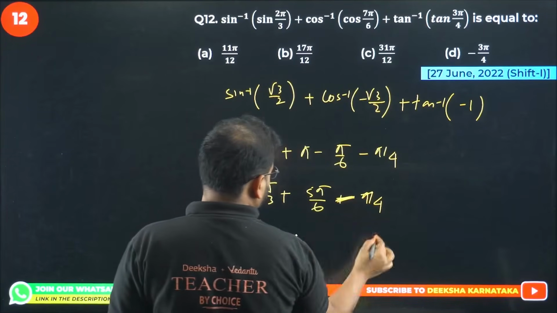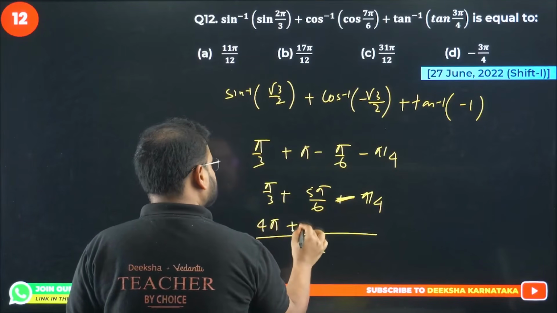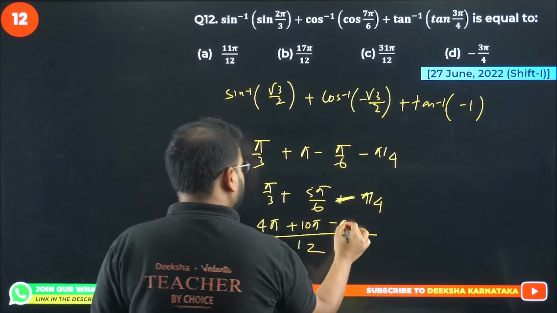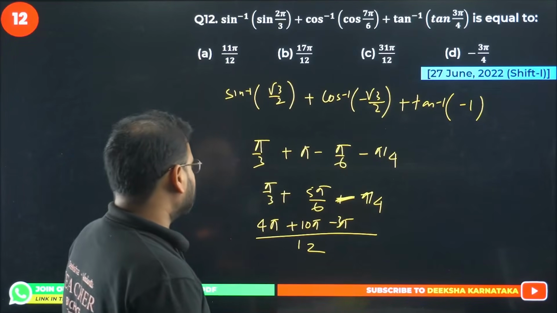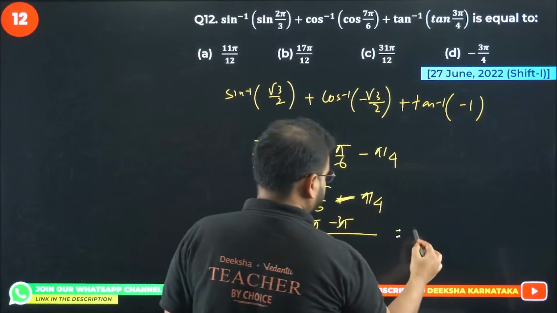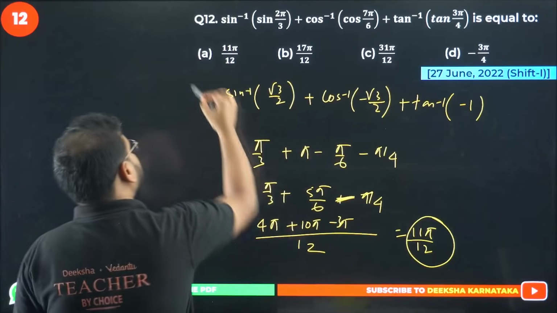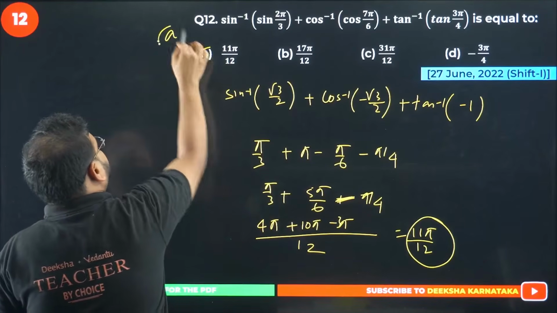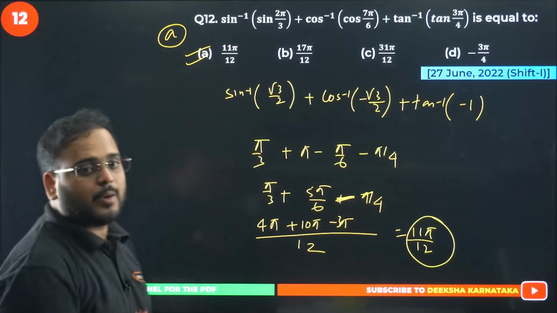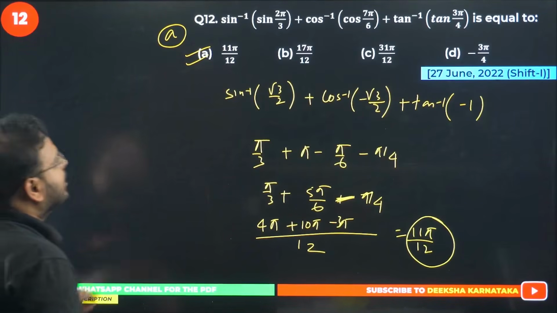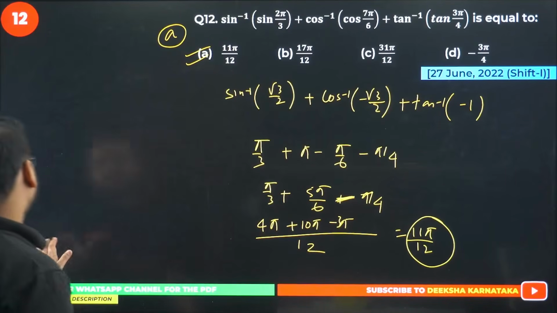Okay, now you take LCM. So 12, 3 4s are 4 pi plus 10 pi minus 3 pi. 14 minus 3 is 11, right? 11 pi by 12. Option is A. Have a look. Option A is correct. So this is a simple question. Very simple one. Moving on to question number 13 now.